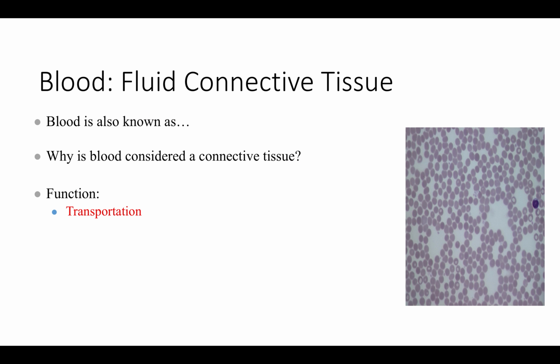Then we moved on to fluid connective tissues. The example we talked about with fluid connective tissue is blood. Blood can also be called vascular tissue. And remember, blood is made of plasma, which is the matrix, the watery fluid that's going to surround the cells. And then we find red blood cells, white blood cells, and platelets.